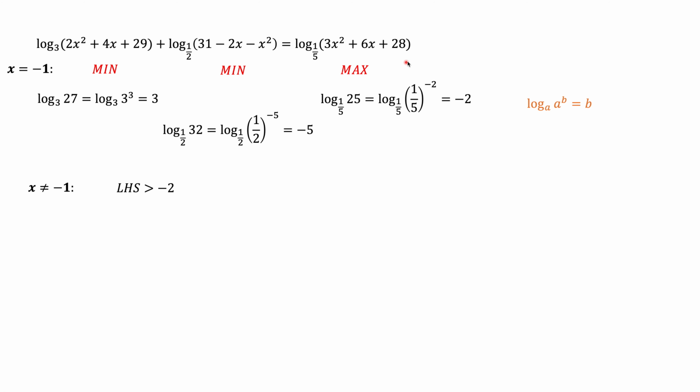On the other hand, if you look on the right-hand side, when x equals to minus 1, we achieve the maximum of this function, and that value was minus 2 as well. But it means that for any other x's on the right-hand side, we should get values that are less than minus 2. And what it means is that for x's not equals to minus 1, we will not have a single point where the left-hand side is going to be equal to the right-hand side. And that means that the only solution we have for this equation is x equals to minus 1.